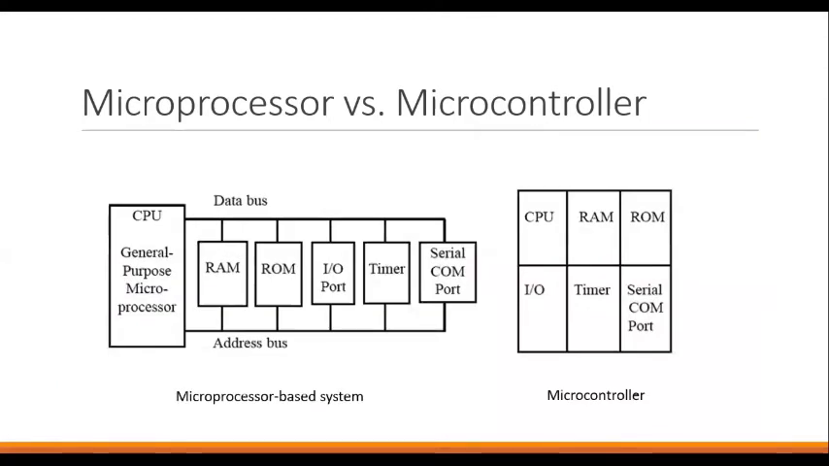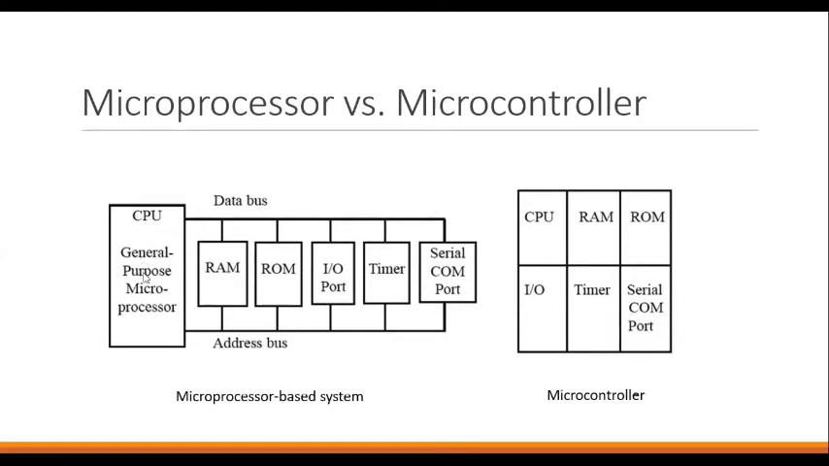So this diagram gives a clear indication of how a microprocessor is different from a microcontroller. What you can see on the left is a chip that is a general purpose microprocessor. Inside the microprocessor, we will have an arithmetic and logic unit and a control unit.